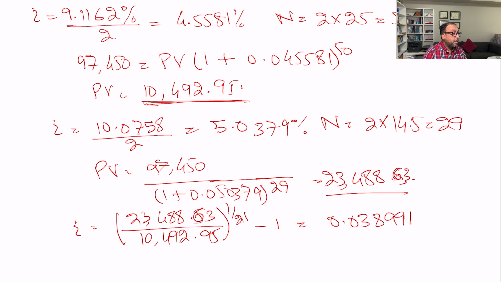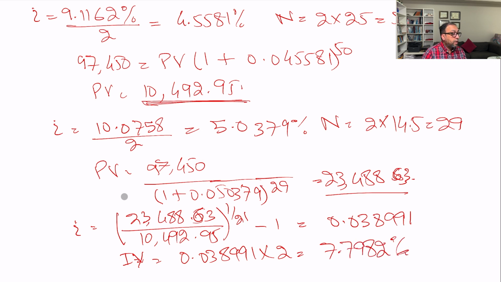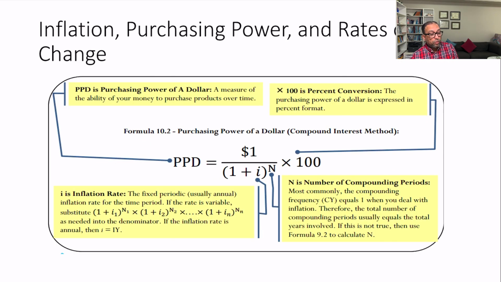0.038991, and as IY is for 2 periods, you multiply this by 2, so IY is equal to 0.038991 times 2, so we get 7.7982%. And then the whole amount, you can subtract this value from this and you can get the gain. So this is the way that we can do it.